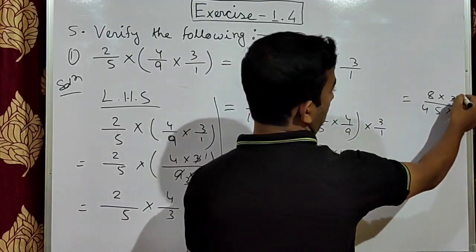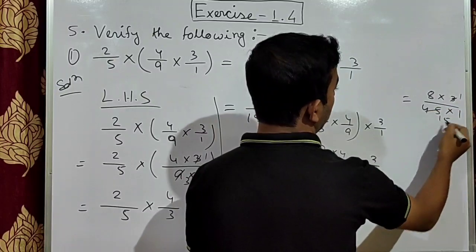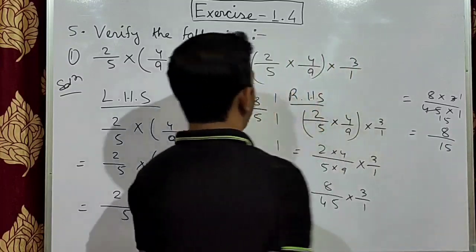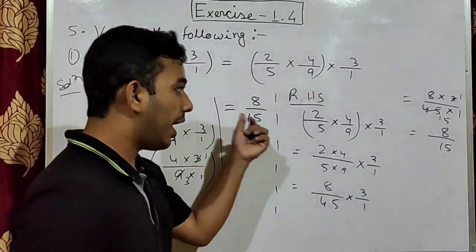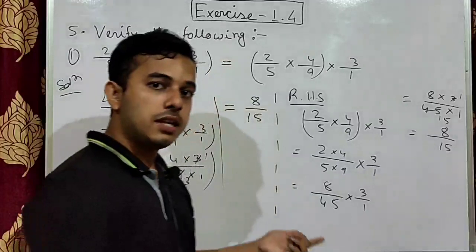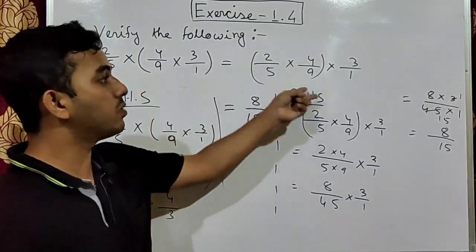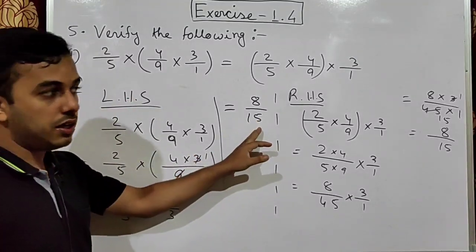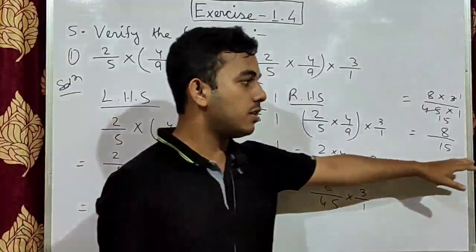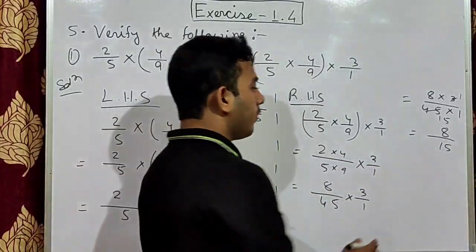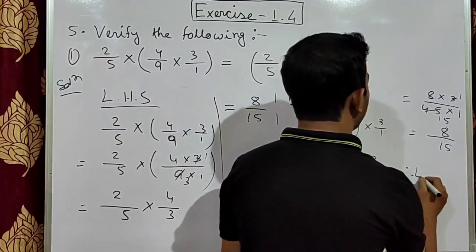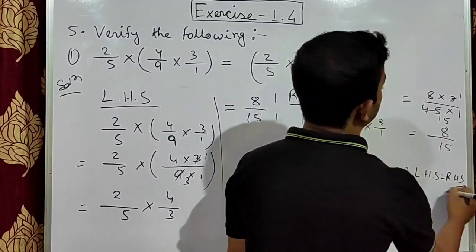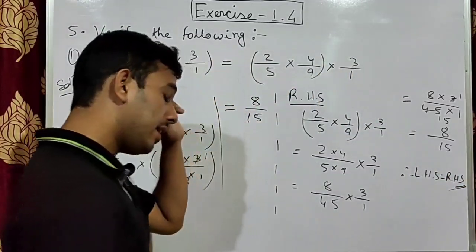Look, 3 into 1 is 3, 3 into 15 is 45. So it will be 8 into 1 is how much? 8, 15 into 1 is 15. So look, our LHS is 8 by 15, RHS is also 8 by 15. That means LHS equals RHS. So we can say that this part equals this part. Clear? First I started from this. This is up to LHS. Then RHS from this. This is our RHS. Okay. So now we will write therefore LHS equals RHS. Up to this clear?